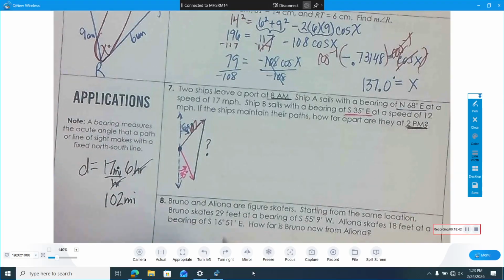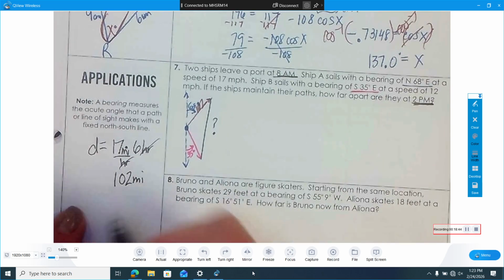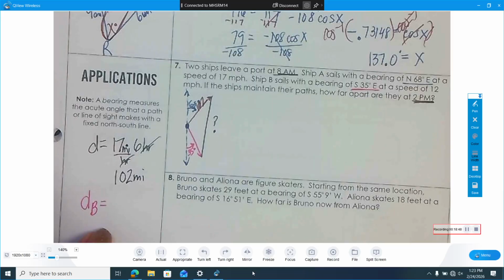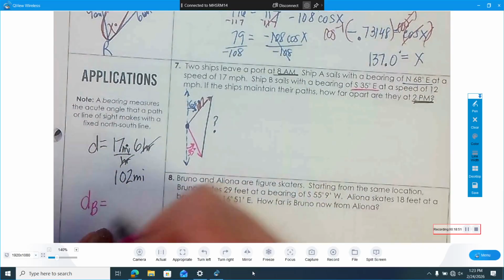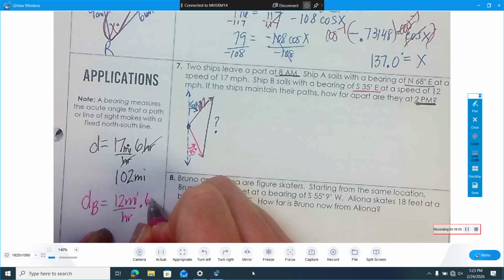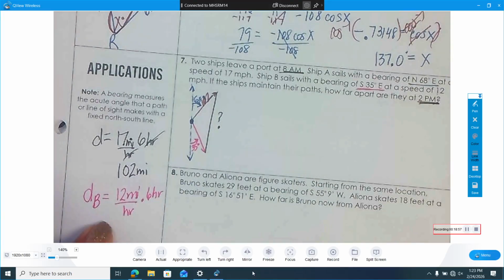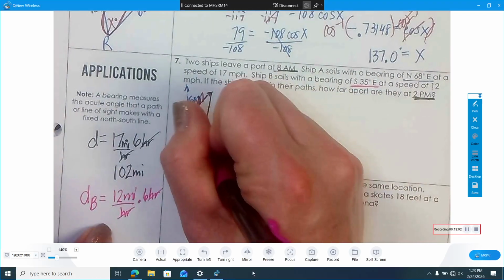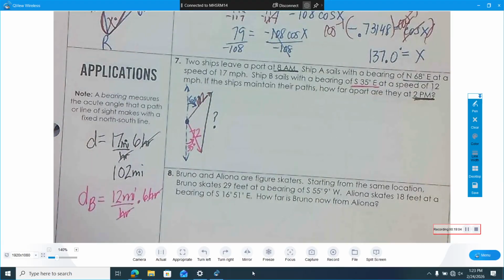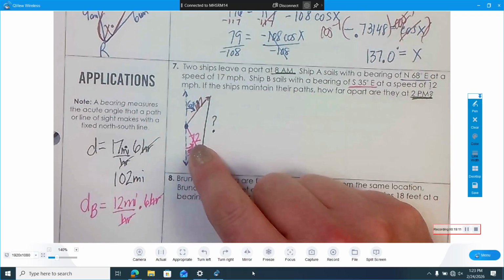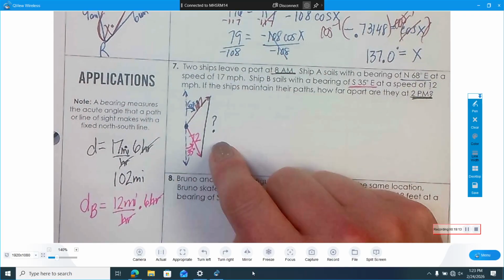And let's see, how far did ship B go? It was traveling at 12 miles per hour times 6 hours. The hours cancel out, and 12 times 6 is 72. All right, so I have this triangle. I have a side of 102, I have a side of 72 miles, and I'm trying to find this side.